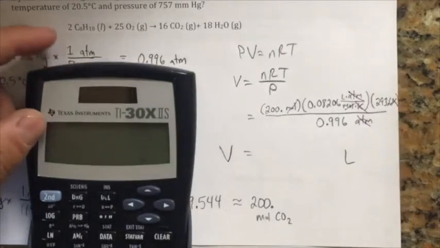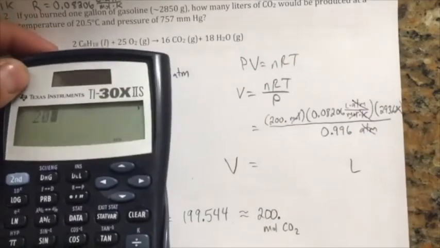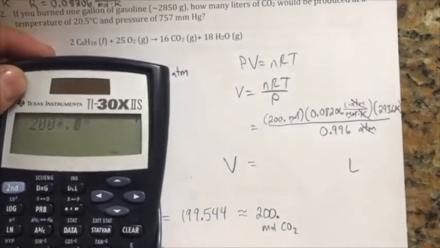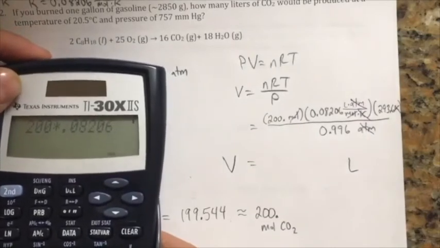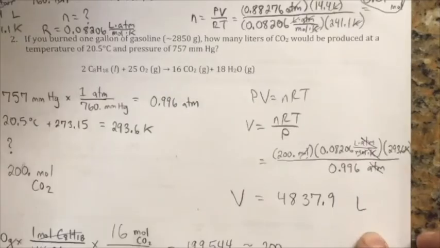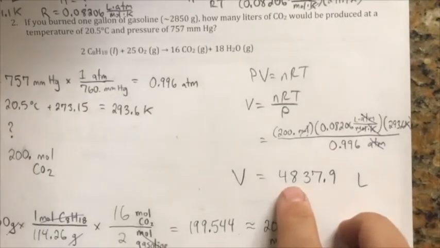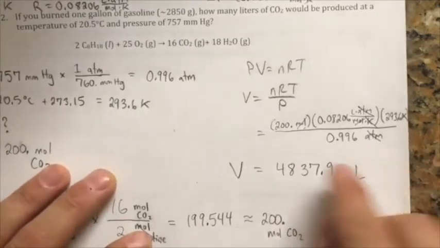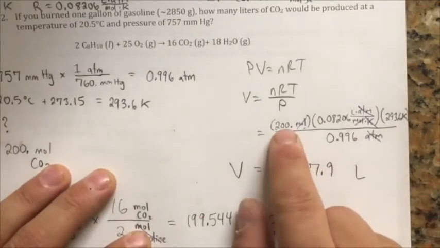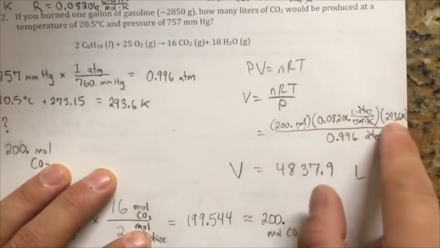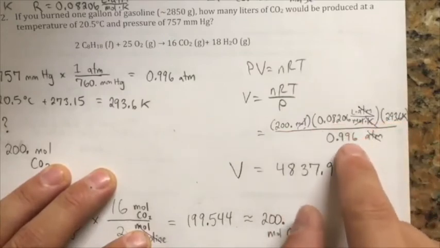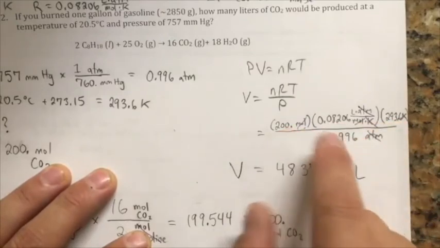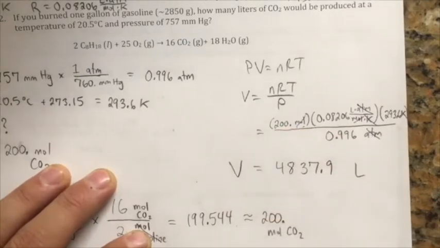So let's see, 200 times 0.08206. All right, I got 4,837.9 liters. But I see 3 sig figs, 4 sig figs, 4 sig figs, 3 sig figs. So 3 significant figures is the least number of significant figures. So our final answer also has to only be 3 significant figures.